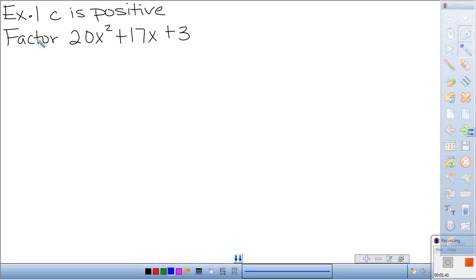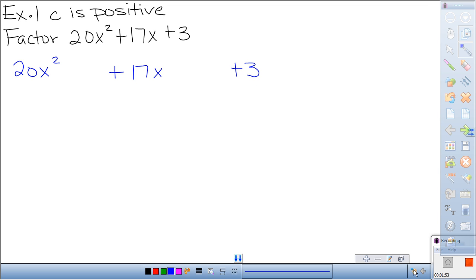So the first thing I'm going to do is write out my terms and spread them out a little bit. So I have 20x squared plus 17x plus 3. Everything's positive. That's great. We love when everything's positive. We know it's going to make our lives a lot easier.